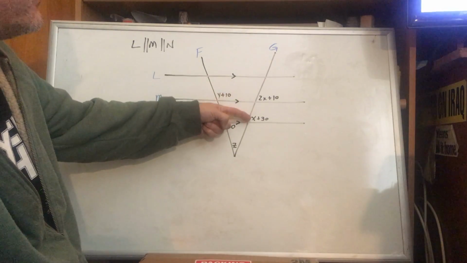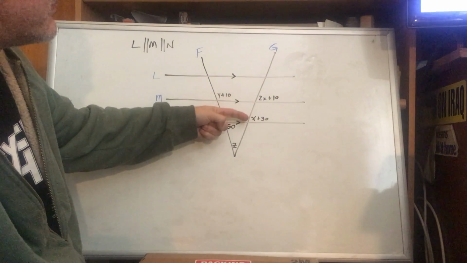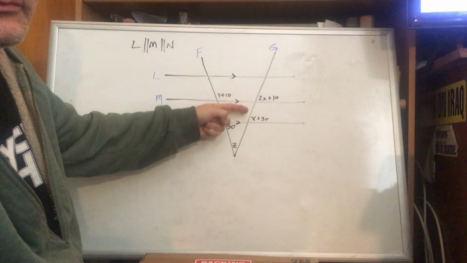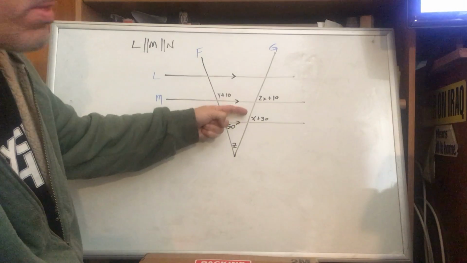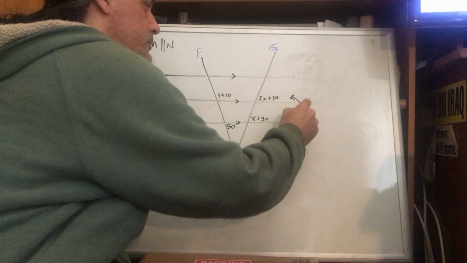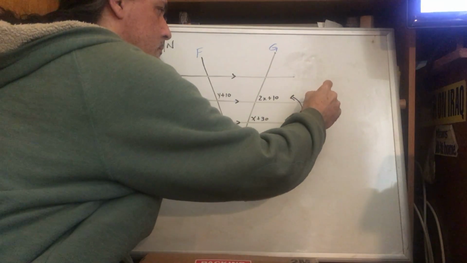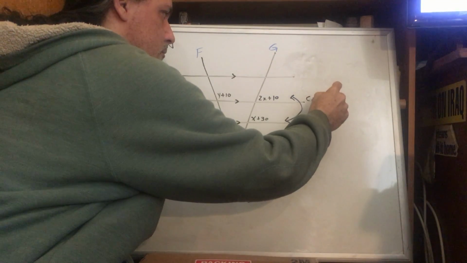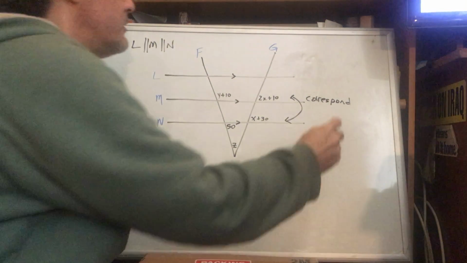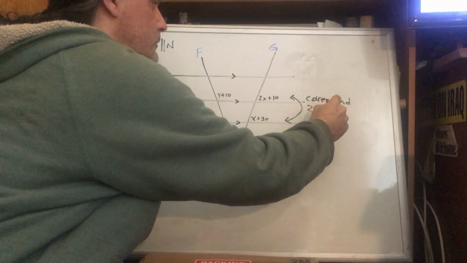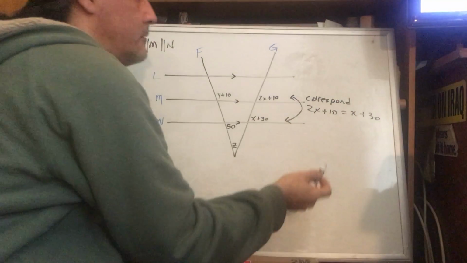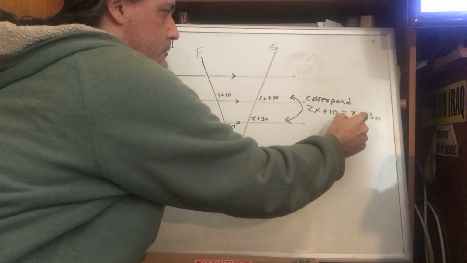Okay, what type of angles are these? Notice they're above and to the right. So now, what kind of angles are those? That's right, those are corresponding angles. So these correspond. That means they're congruent, so this is what you would do. You would solve this equation to get x. Right, so x is 20.